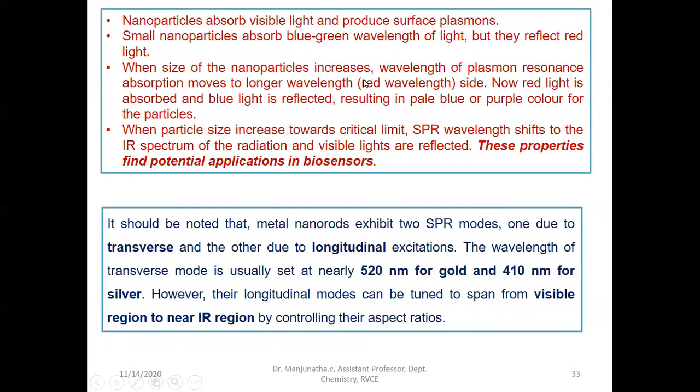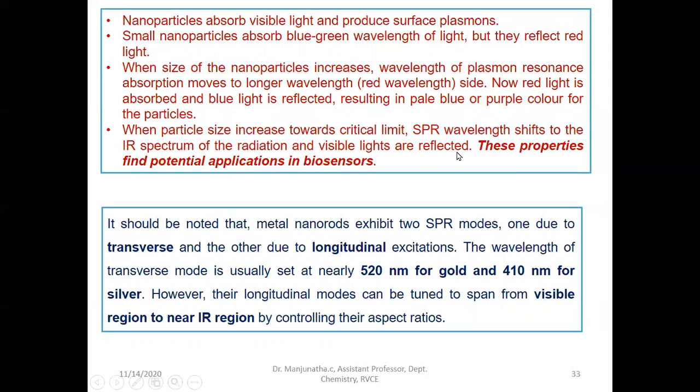When the size of the nanoparticles increases, what happens? The band gap decreases. Therefore, the wavelength of plasmon resonance absorption moves to longer wavelength. Longer wavelength means red wavelength. Red wavelength means lower energy. Means you require lower energy because the band gap is less to excite that electron into the conduction band. Now the red light is absorbed, blue light is reflected, resulting in pale blue or purple color for the particles.